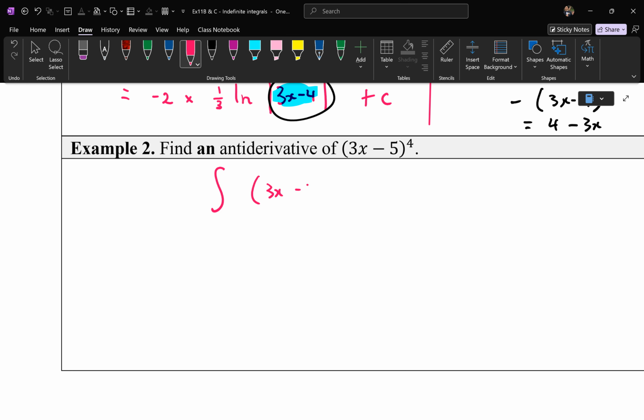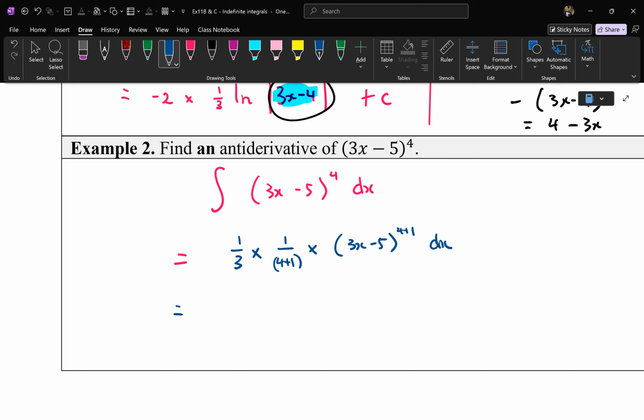So 3x minus 5 to the power of 4. Don't forget dx because it's with respect to x. Who wants to have a go with this one? Ryan. 1/15. Ooh, how did you get the 1 on 15? Where did that come from? It's the 1 on 3 times 5. I'm just going to write it like this, just so it's a bit more clear. And then you got 3x minus 5 to the power of? Good, so 4 plus 1.